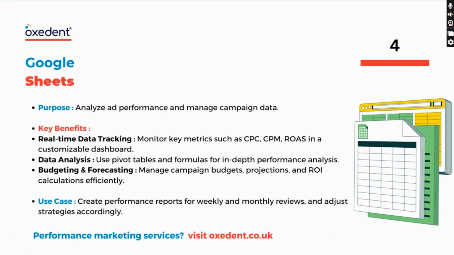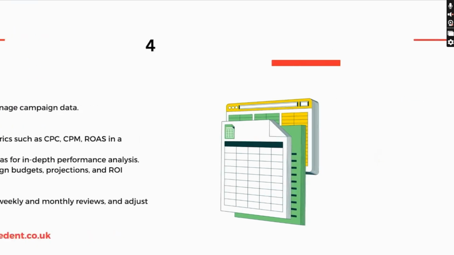Okay, we can't forget Google Sheets. This is where the real magic happens when it comes to analyzing data. As a media buyer, you need to track key metrics like CPC, CPM, and ROAS. Google Sheets helps you do that in real time. You can build custom dashboards to monitor performance, set up formulas for budget tracking, and analyze what's working and what's not. For data nerds like me, Google Sheets is an absolute powerhouse.